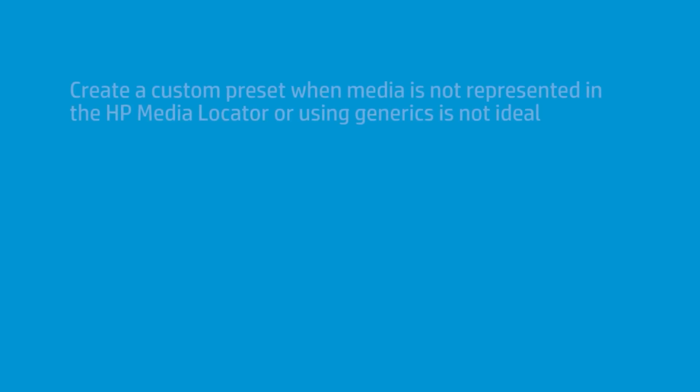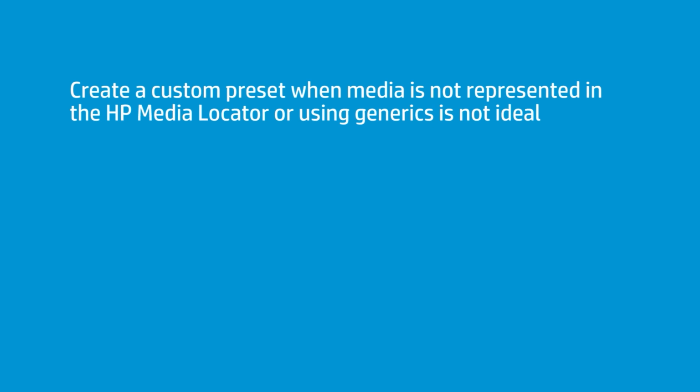But what I'm going to explain in this video is just that you can get a material, say your scrim banner, and if you feel your scrim banner is not represented by the media locator, or you don't want to use generics and you want to dial in your own custom preset for your scrim banner, absolutely you can do that with this printer. And it's a few simple steps.